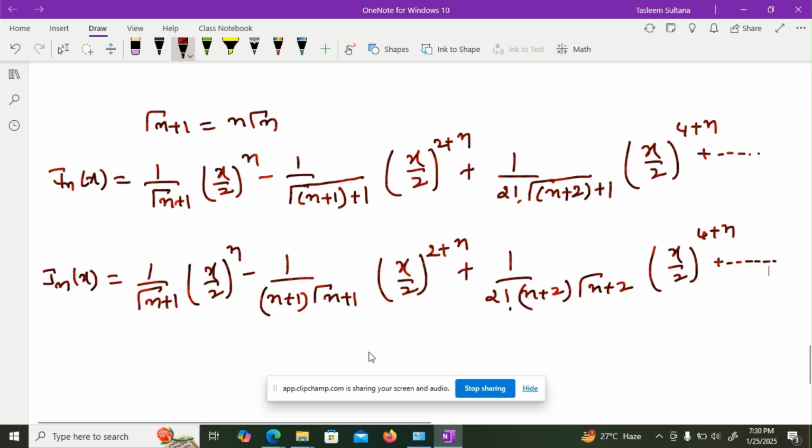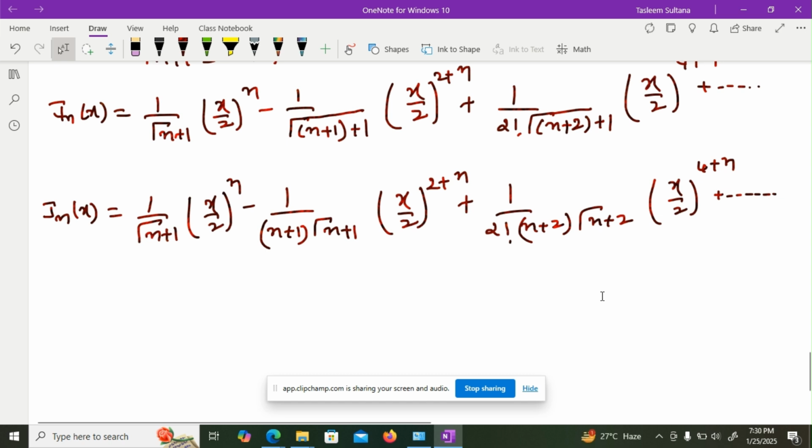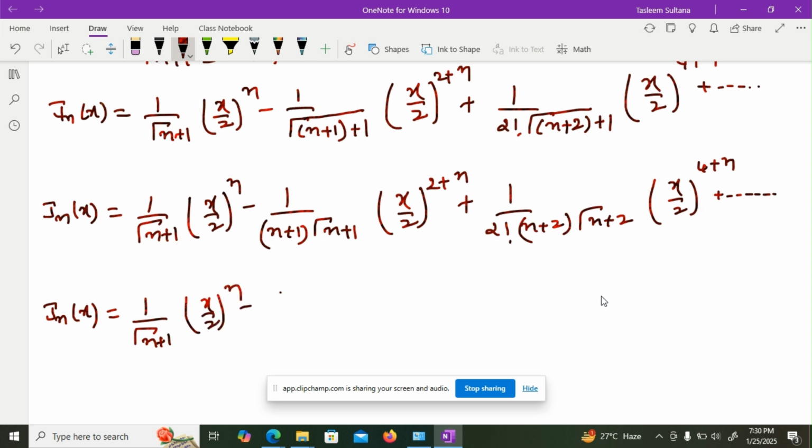Again, what we are going to do, this gamma of n plus 1 we will write in the form of n plus 1. J n of x is equal to 1 divided by gamma of n plus 1 of x by 2 to the power of n, minus 1 divided by n plus 1 of gamma of n plus 1 of x by 2. If the bases are the same, we are going to add the powers. So now what we'll do, we'll separate the bases.